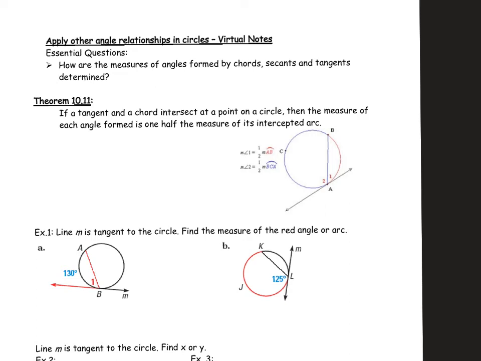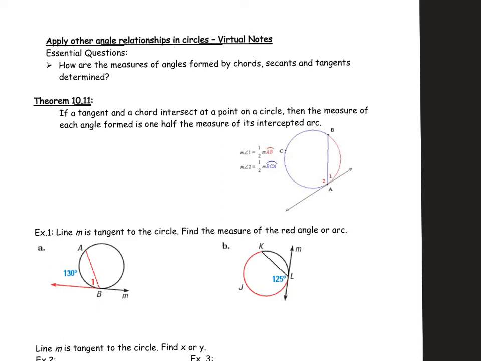Last week we discussed inscribed angles and inscribed polygons. Today we're going to talk about other types of angle relationships that occur within circles. So the first thing that we're going to talk about is when you have a tangent and a chord that intersect at a point on the circle.